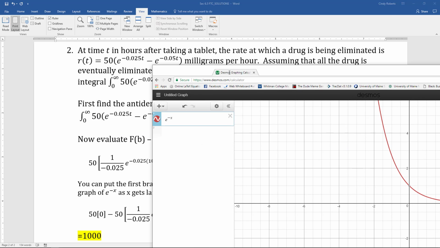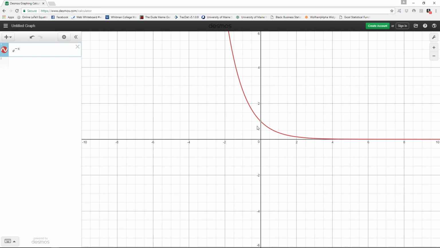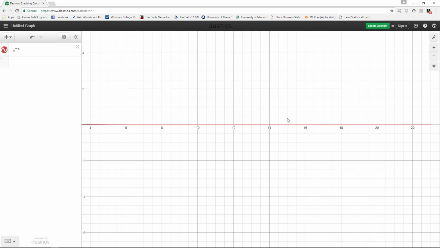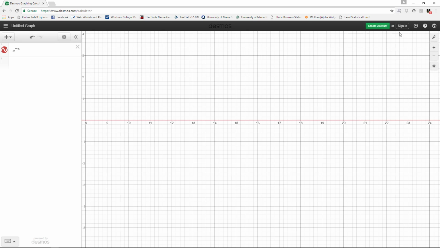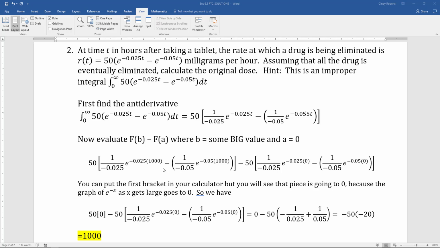Think about what e to the negative x looks like. So e to the negative x is getting closer and closer to 0. So that makes sense that this piece right here, I really didn't even have to compute it. That's going to 0. The only thing you have to be careful of, since it's F of b minus, don't lose that minus sign. Notice I have it right here.